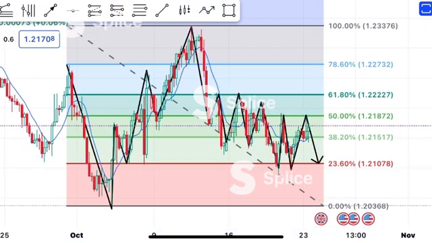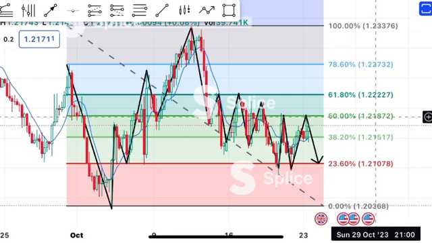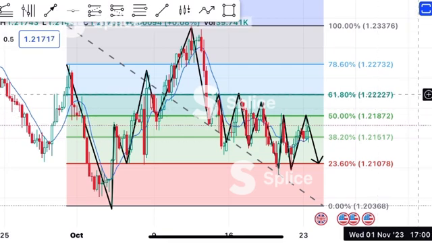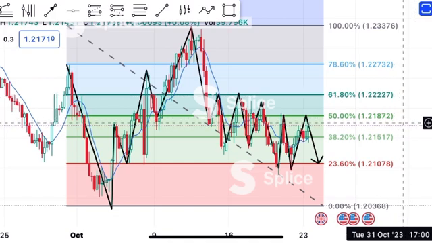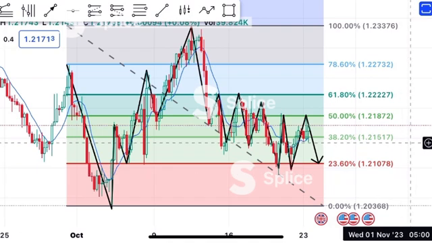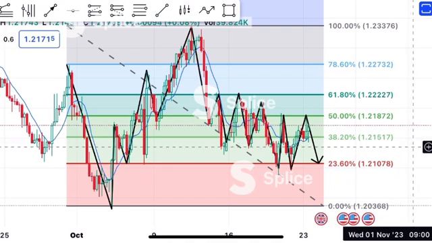So we're expecting that if the 50% level doesn't hold the price much longer and you break through it, the next level of resistance will be at this 61.8% level. But if it breaks below this 50% level, then the next support level will be at the 38.20 level, which is the 1.21517 level.